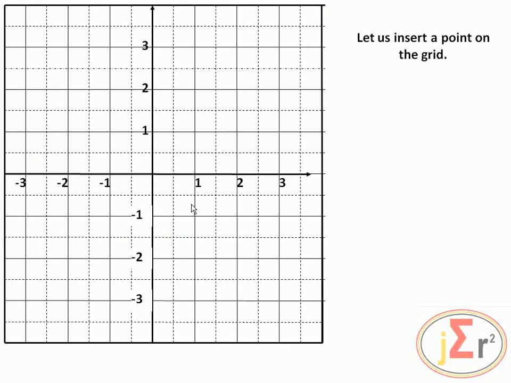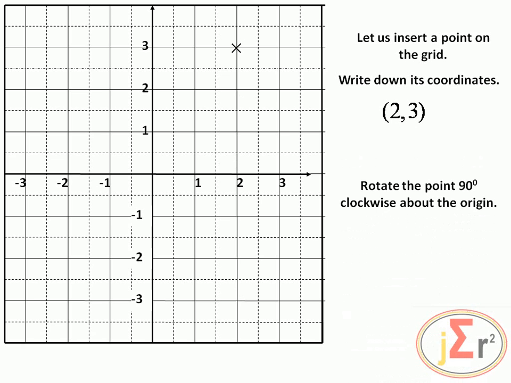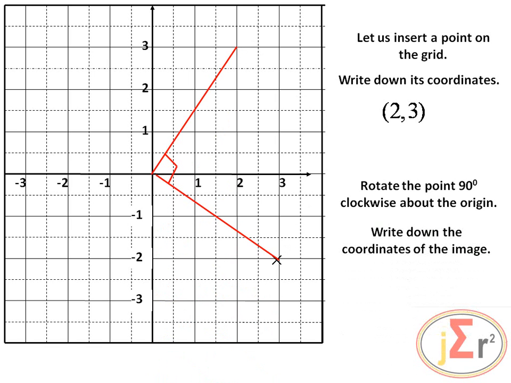Let us insert a point on the grid. Which one of the transformations are we looking at now? Let us insert a point on the grid. Write down its coordinates, 2, 3. Rotate the point 90 degrees clockwise about the origin. And what do we know? Write down the coordinates of the image.